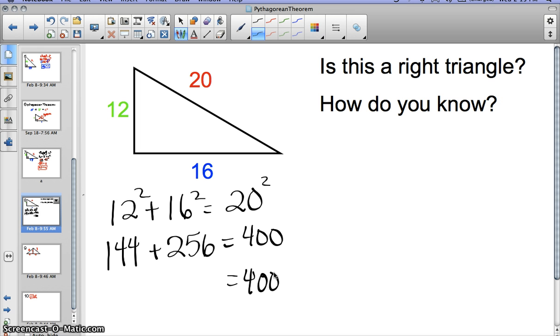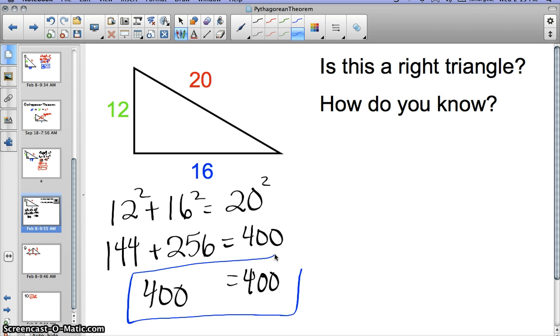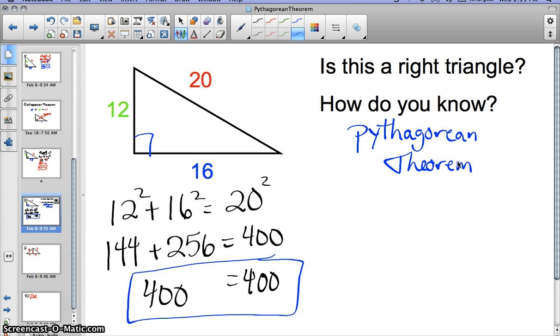144 and 256 gives us the magic number of 400. Since 400 is equal to 400, that is a true statement. Therefore, this triangle is a right triangle. And how do we know? Because we used the Pythagorean Theorem. Just like that.